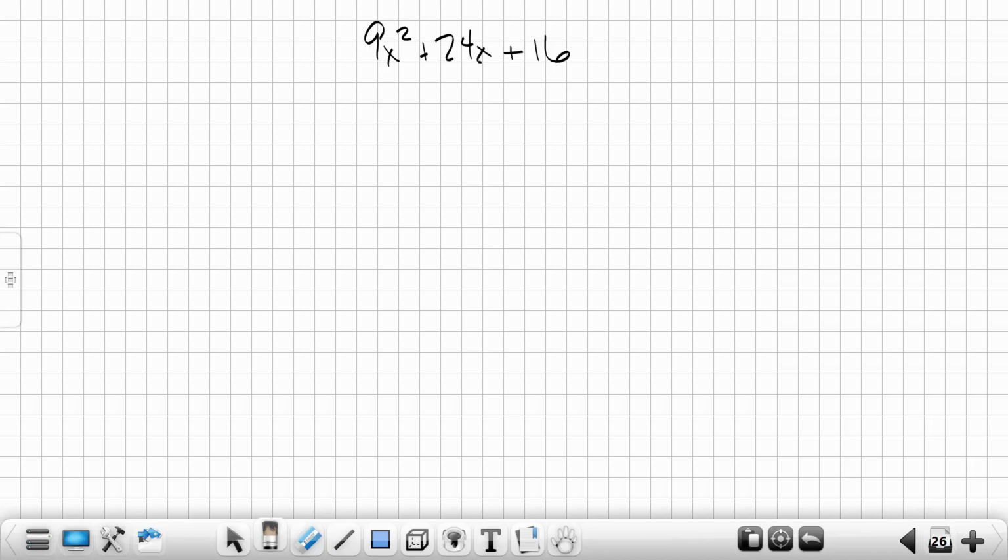Gabriela, the first item, 9x squared. Could that be something squared? Yeah, 3x squared. So first checkbox, yes. So far it's shaping out to be a perfect square trinomial because the first item is something squared. It is 3x squared.